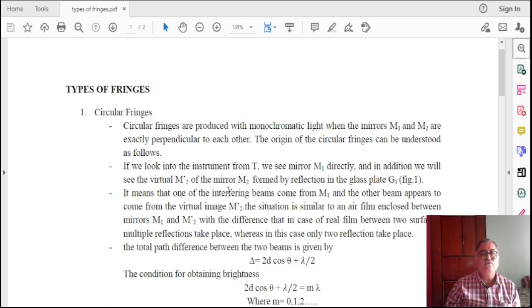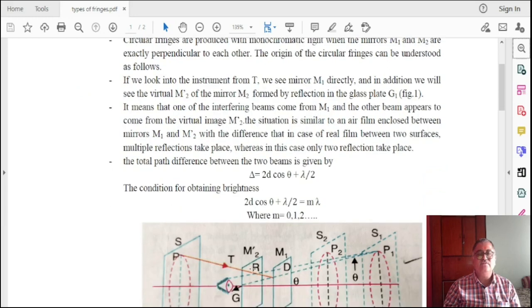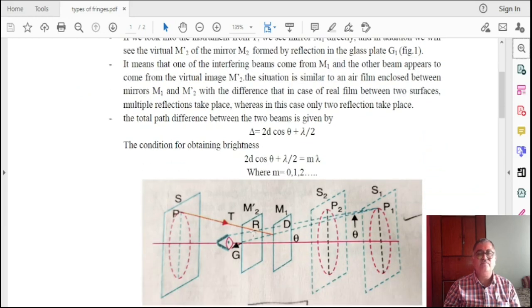This M2 dash is the virtual mirror image of mirror M2, which is formed by the reflection in the glass plate G1, and this can be seen in the diagram also. In the diagram you can see this M2 dash. This M2 dash is nothing but the virtual image of mirror M2.